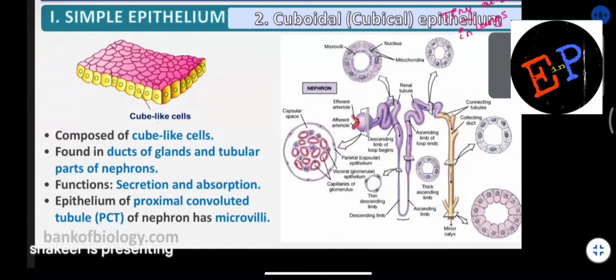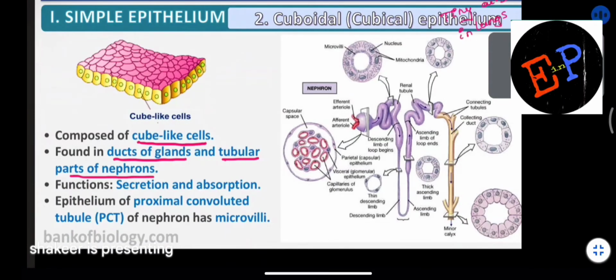Cuboidal epithelium means what? All the cells, they are of which shape? Shape of the cells is in the form of cubes. That is why it is called cuboidal epithelium, composed of cube-like cells. So where is it found? It is found in the ducts of glands and tubular parts of nephrons.